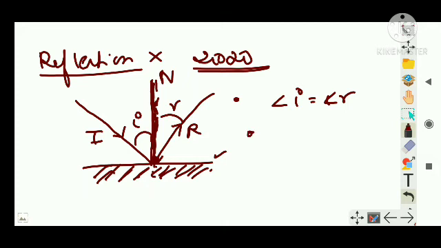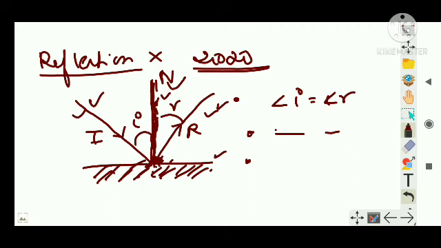And what is the second law you have learned? The incident ray, the normal and the reflected ray lie in the same plane at the point of incidence. See, at the point of incidence, the incident ray, the normal as well as the reflected ray, all are lying on the same plane. That is our second rule. I am not going to write it. You hear it and write it.